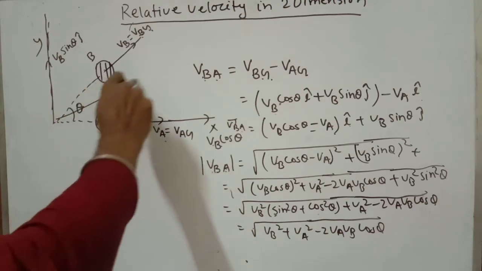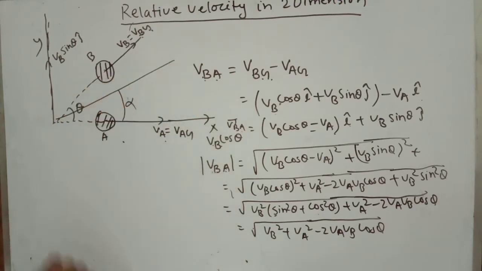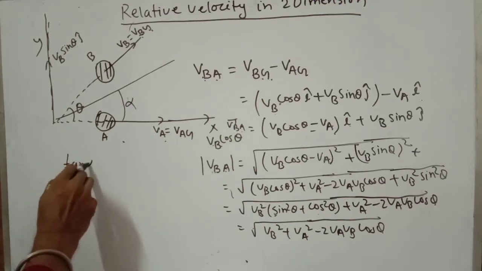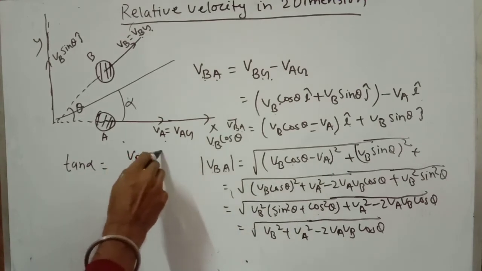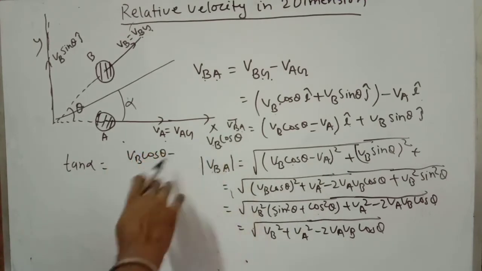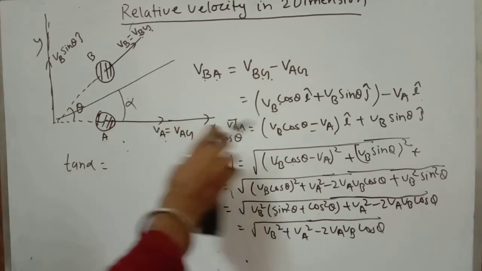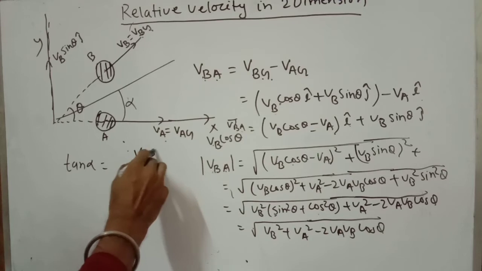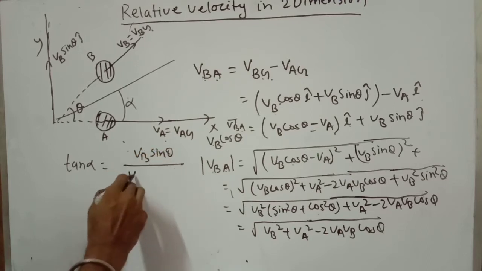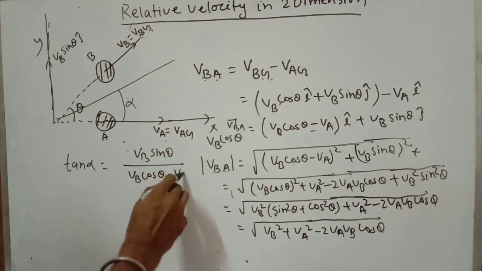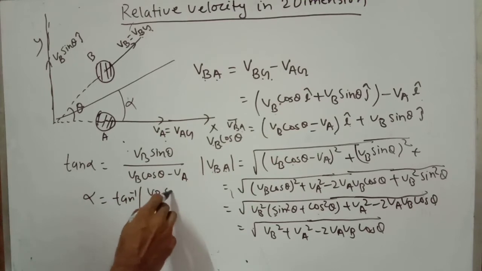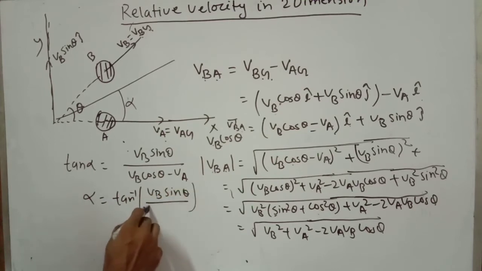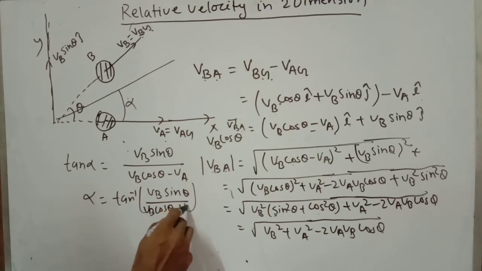Now, what is the direction of the resultant velocity of B with respect to A? Let us consider the angle alpha. We can write tan alpha equals the y component, VB sin theta, divided by the i component, VB cos theta minus VA. So alpha equals tan inverse of VB sin theta divided by VB cos theta minus VA, for the velocity of B with respect to A.